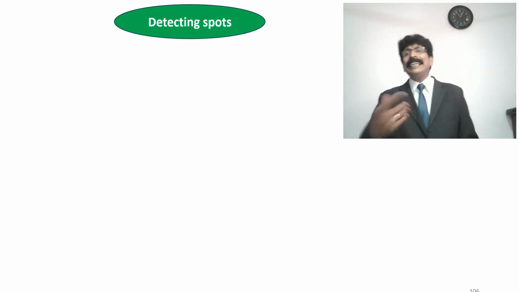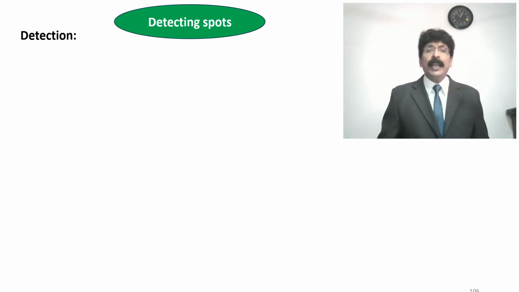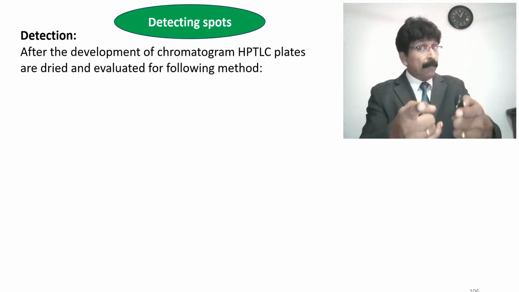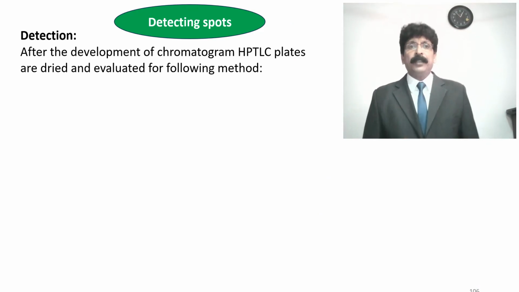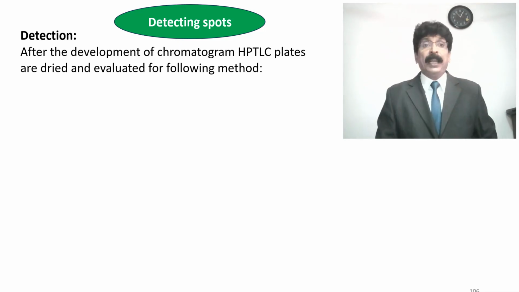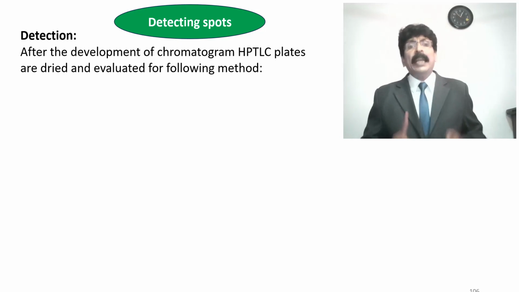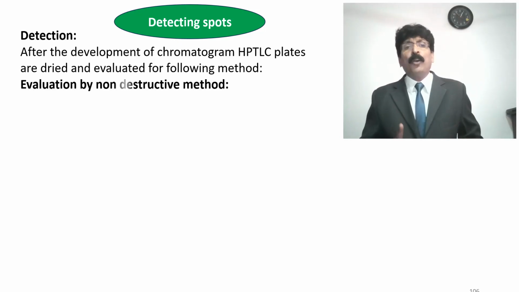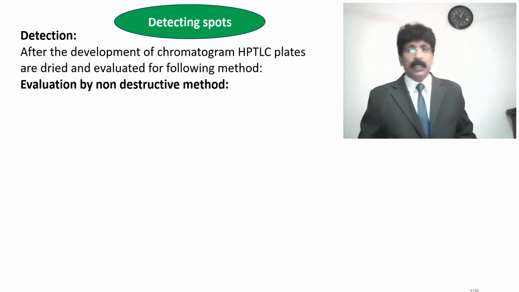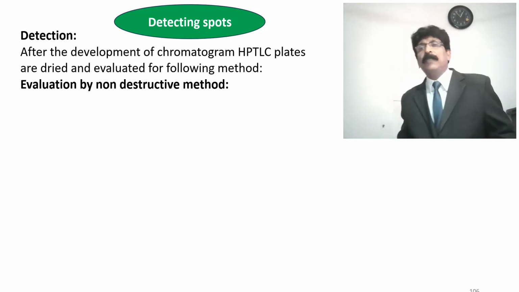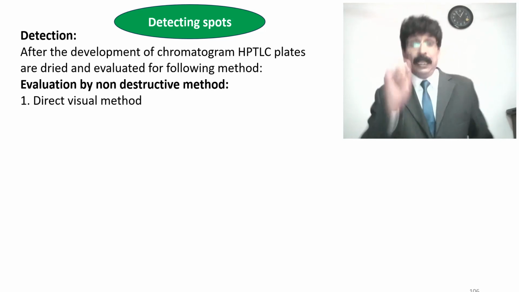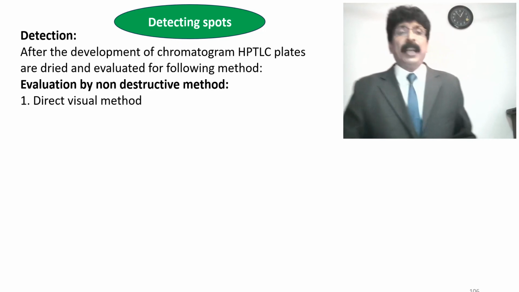Now, detecting the spots. Detecting the spots after developing any chromatogram, what you did in the lab for paper chromatography and thin layer chromatography. After development of any chromatogram, even for the HPTLC plates, the plates are dried and evaluated by the following methods. Evaluation is by non-destructive or destructive methods. Destructive means the sample is not recovered. Non-destructive methods: directly by visual method, if a spot can be identified.